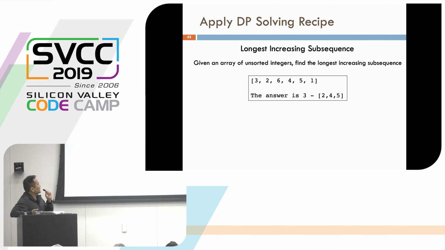So the answer is 3. There's 2, 4, and 5. They're increasing from left to right. Another would be 3, 4, and 5. That's another subsequence with the same length.